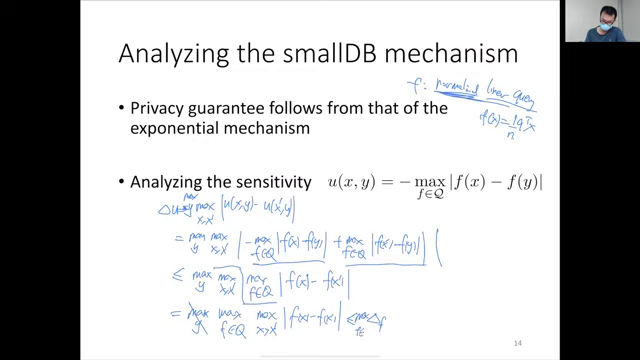Actually, it is the max global sensitivity of this query class. We've already seen that since f has this form and Q is in {0,1} to the size of the data set, this is on the order of 1 over n.